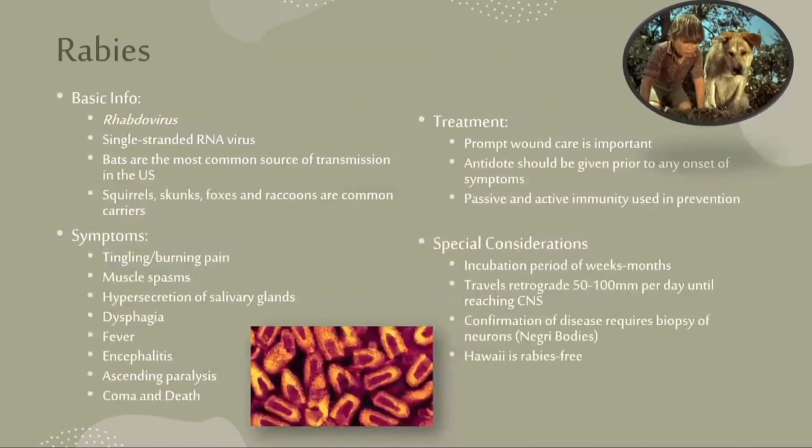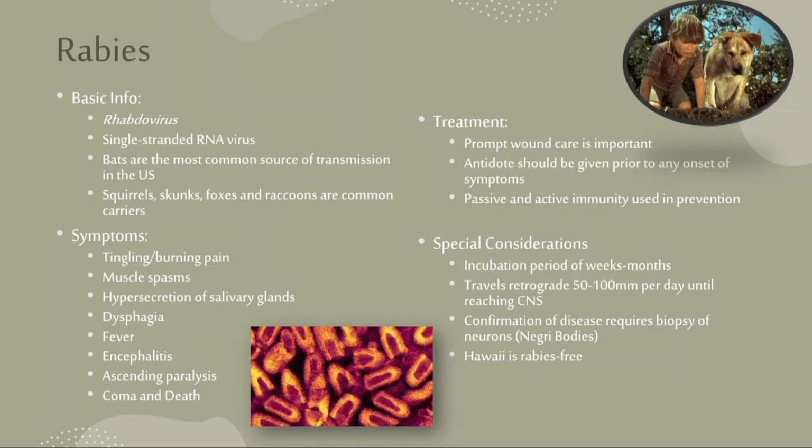All right, so rabies, and the beloved movie that makes everybody cry. This one is very uncommon, but I feel like, especially when we're in the emergency room rotating, we do see kids coming in for rabies vaccines from previous bites. This comes from a rhabdovirus, an RNA virus. Bats are the most common source in North America, but squirrels, skunks, foxes, and raccoons are also common carriers.